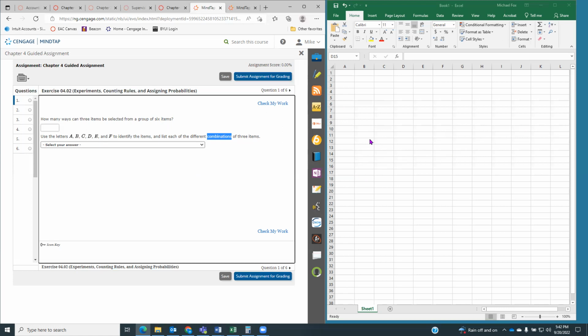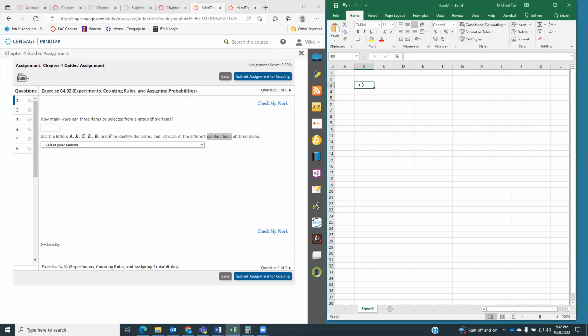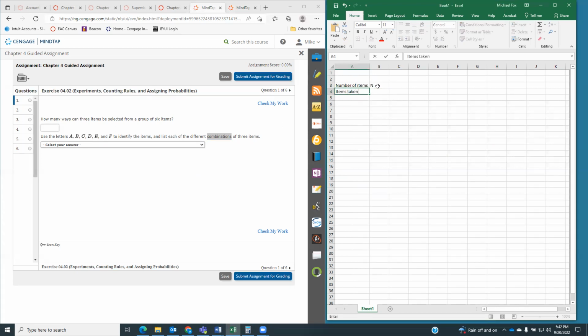We could solve this by taking 6 factorial. Again, let me just show you the notation. The number of items will be notated as big N, and items taken notated as little n. So we could say that the combinations is big N factorial. In Excel, you would write this as FACT for factorial, and then big N.